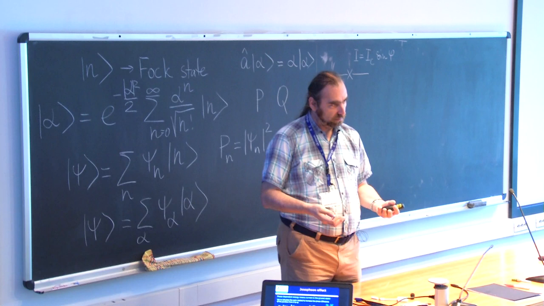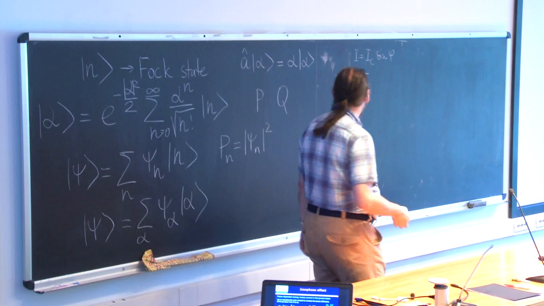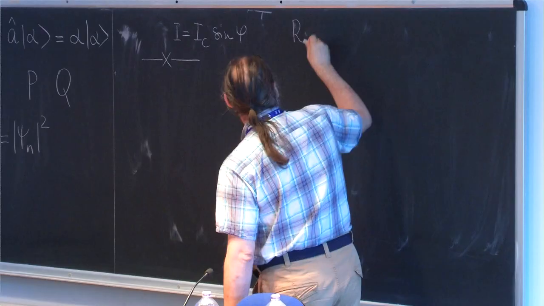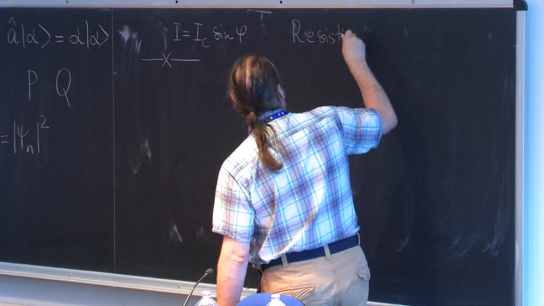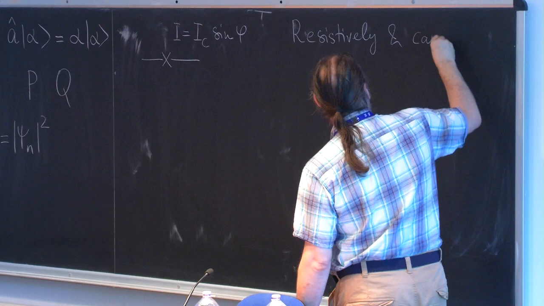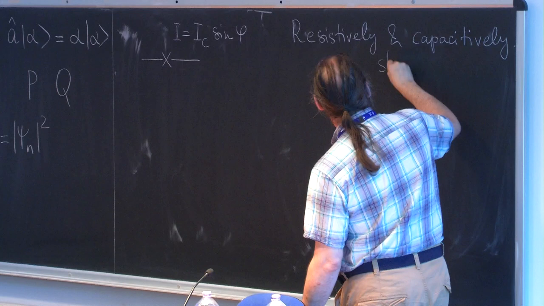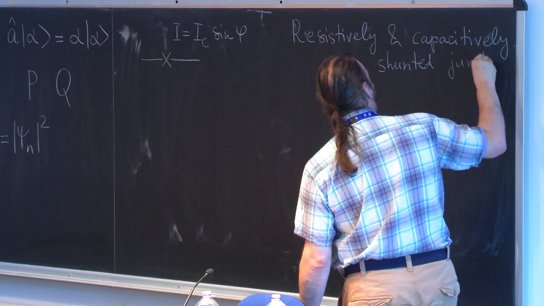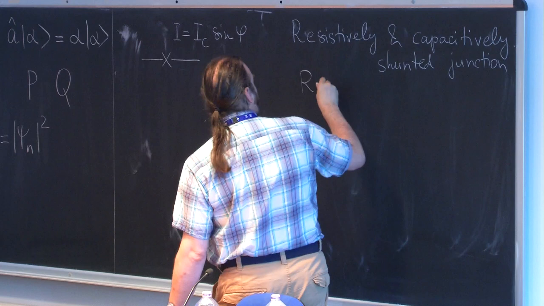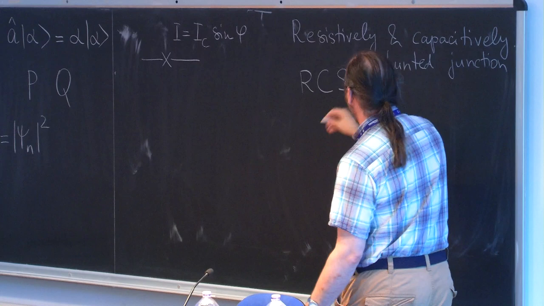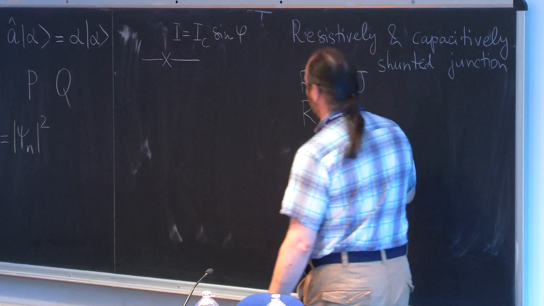And what people commonly do, they use the so-called model of resistively and capacitively shunted junction. I will write it first, okay. Resistively and capacitively shunted junction, which is abbreviated as RCSJ, resistively capacitively shunted junction. Sometimes in the literature you see just RSJ, whatever. That's all about the same thing.